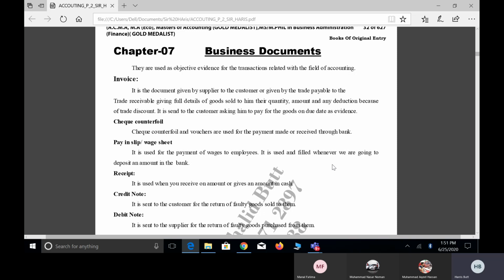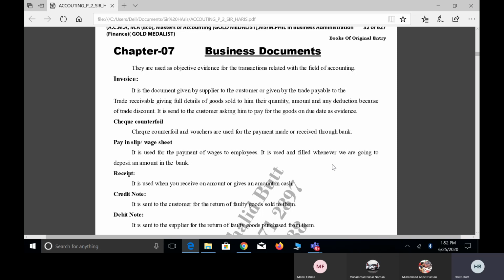This means invoice is used for credit transactions only. Goods purchased on credit, we will use an invoice. Goods sold on credit, we will use an invoice. But if we are purchasing and selling goods for cash, an invoice will not be used. It will not come at all. So invoice is a document used for credit purchases and credit sales.